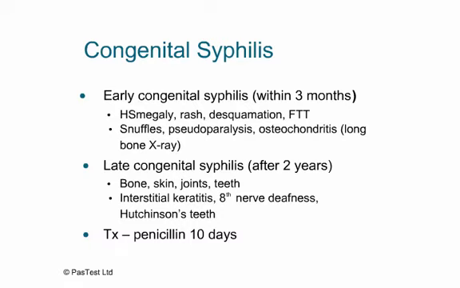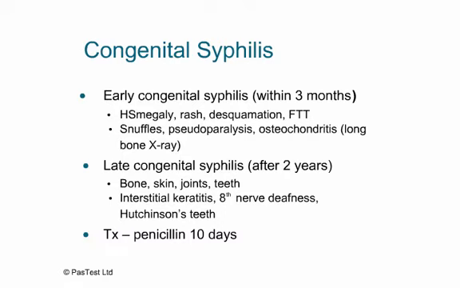Late congenital syphilis usually appears after 2 years of age and can involve the central nervous system, bones and joints, teeth, eyes and skin. The eye involvement is an interstitial keratitis. Classically, these children get an 8th nerve deafness and Hutchinson's teeth, which are peg-shaped, notched central incisors. This triad is called Hutchinson's triad. Treatment of choice for both congenital syphilis and syphilis during pregnancy is penicillin with a 10-day course. However, it is important to monitor the child afterwards because treatment failures do occur.